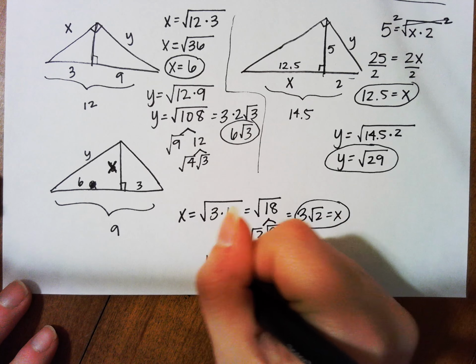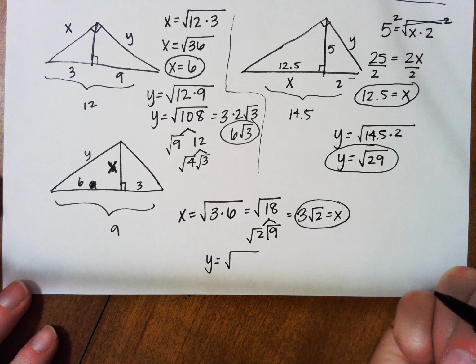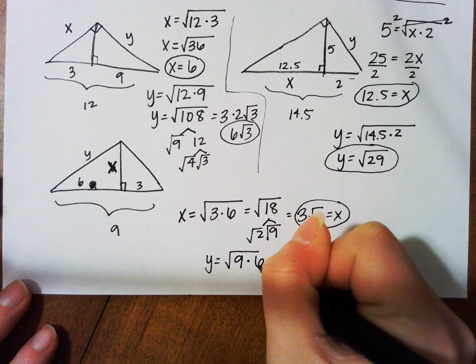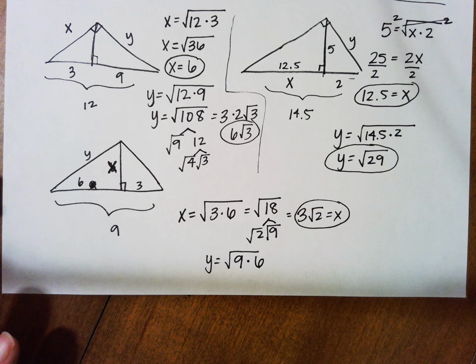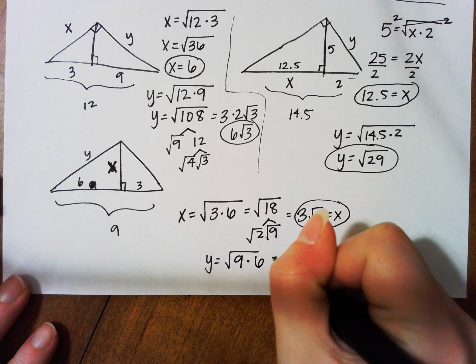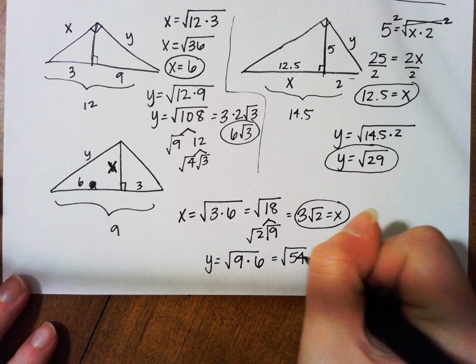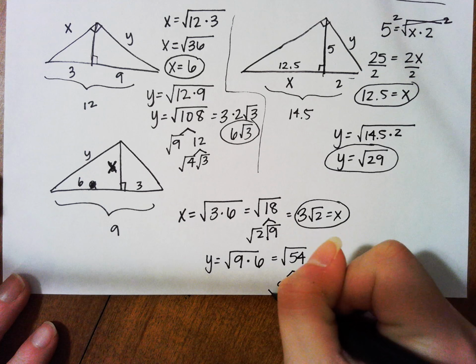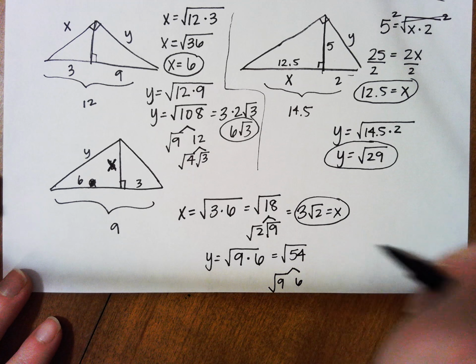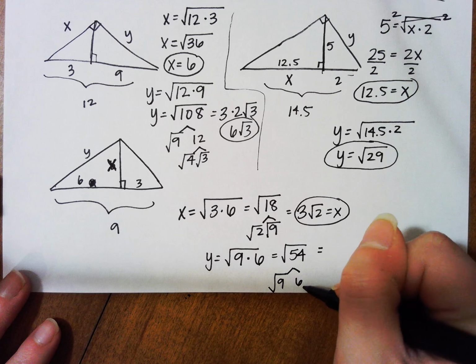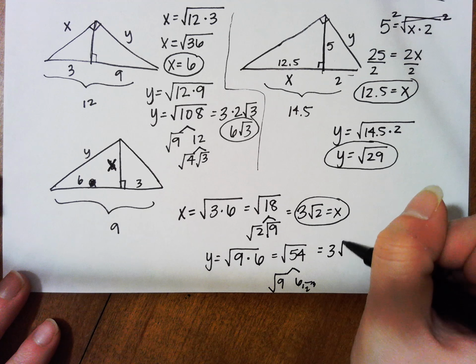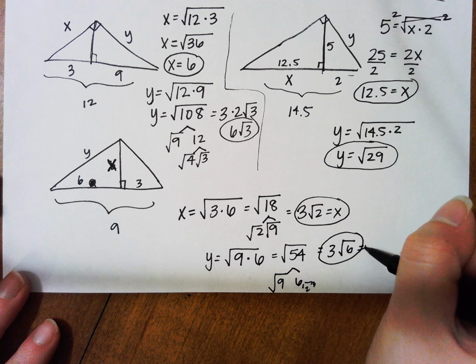For y, that's a leg. So this would be the square root of this entire hypotenuse, which is 9, times the piece that it touches, and y touches 6. So this would be the square root of 54. And to split that up, again, I'm going to use this 9 and 6 because I know I can take the square root of 9, and if I took the square root of 6, I wouldn't get anything. It's only broken down into 2 and 3, and neither of those things I can take the square root of. So this would be 3 root 6 left over. That'd be y.